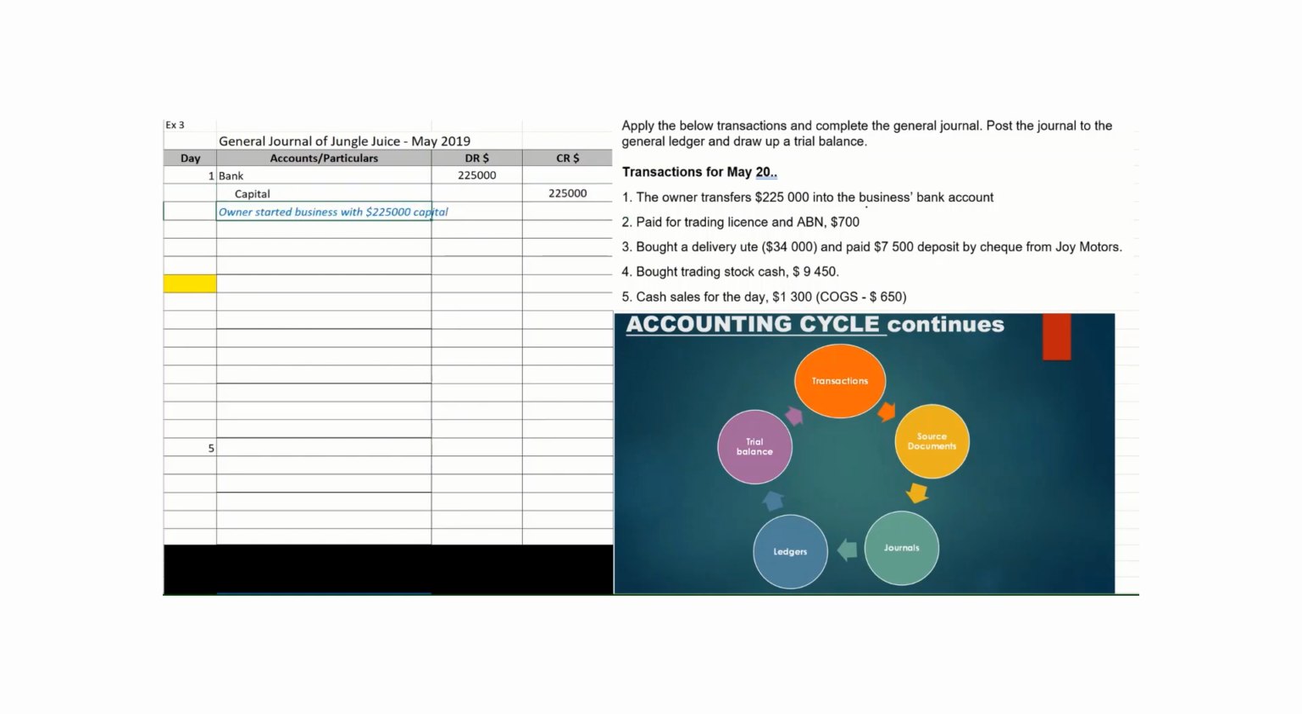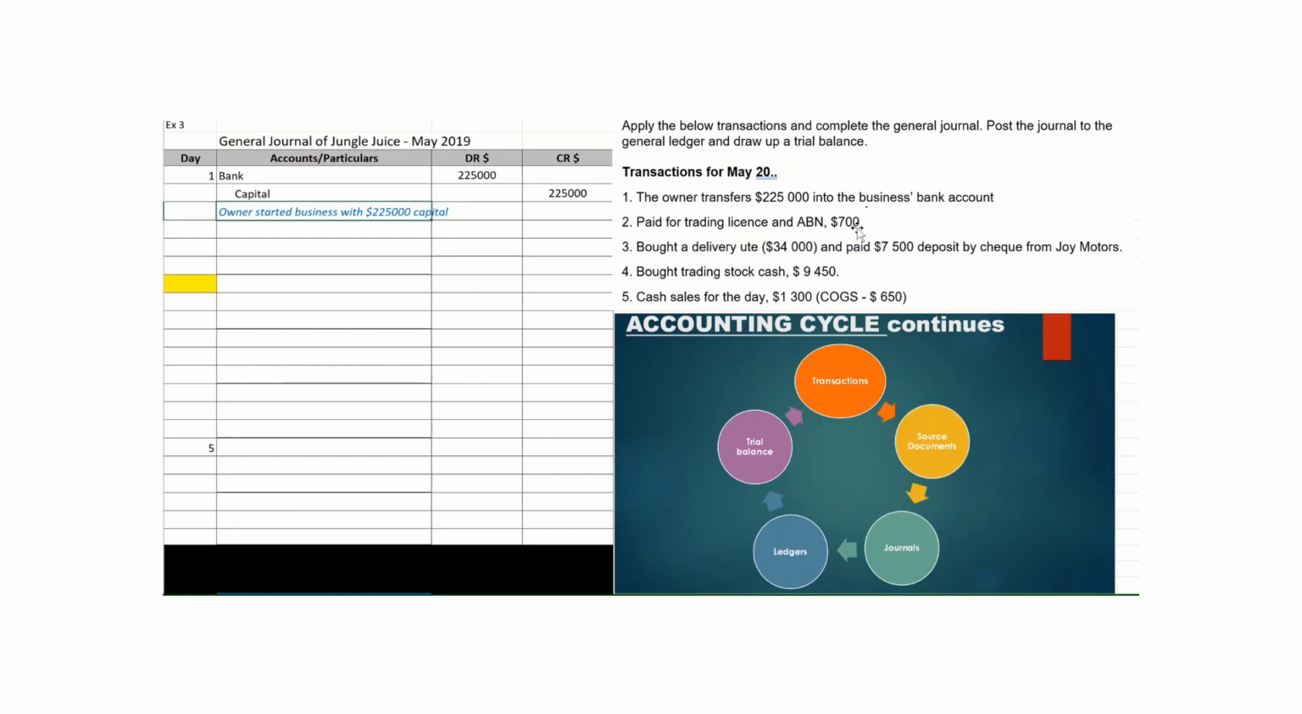In blue, you will now see what we call a journal narration. Narration is like a story. In other words, a narrator tells a story. So you're basically saying, why did we debit bank? Why did we credit capital? And it could be owner started a business with $225,000 contribution or capital, etc. You then draw a line. Now, I know it's difficult to see in Excel, but you draw a line because it means it's the end of the transaction.